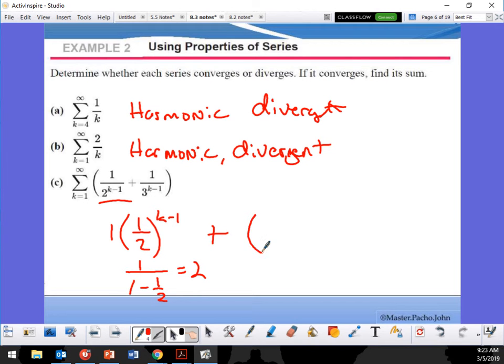This other one is going to be 1/3 to the k minus 1. A is 1 again, so I'll put that there. 1 over 1 minus 1/3. So it's 2/3 on the bottom. So this is going to be 1 over 2/3, so it's 3 halves is what we were trying to say. Multiply by the reciprocal. So it's going to be 3 over 2, right?